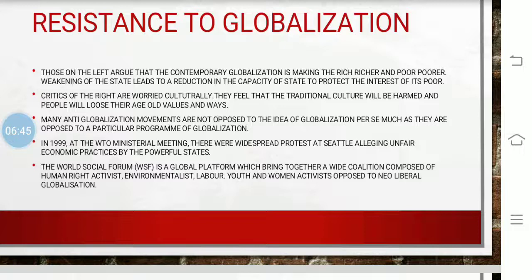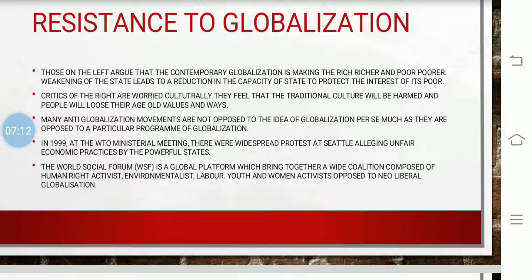Globalization has also impacted our economy, the growth of economy. We cannot say that globalization is all negative, but there are certain points to remember about why globalization has been resisted. Now the critiques of globalization make a variety of arguments.